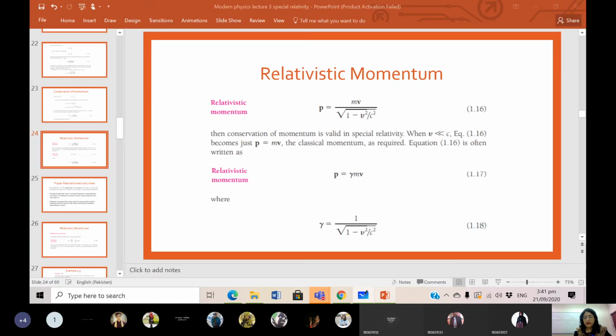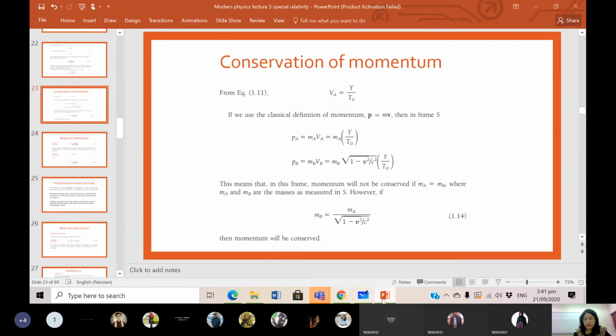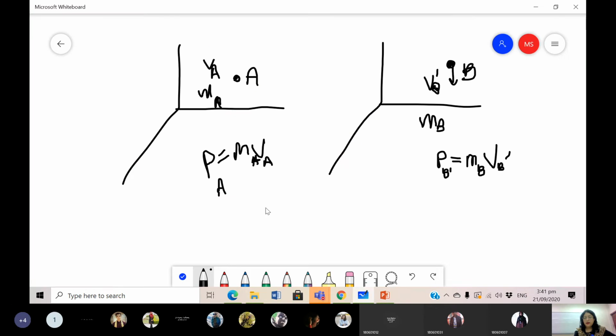But what we want to find is the momentum PB, which is the momentum of B as seen from S frame. As seen from S frame, that will be equal to gamma MB VB dash. Yes? Is this making sense? Yes, ma'am.